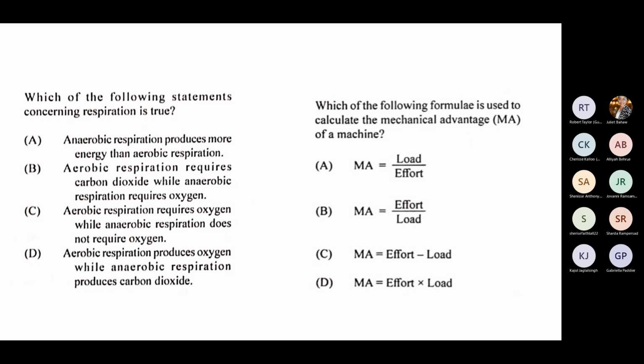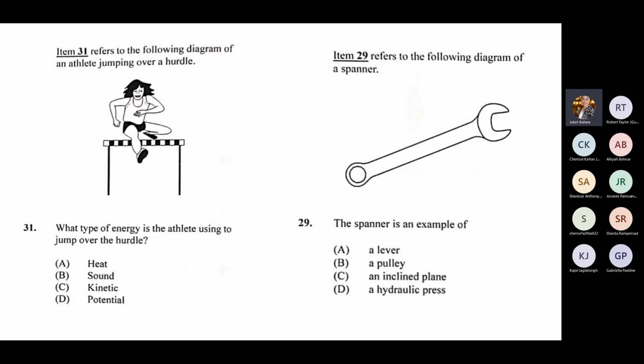It's A. A, load over effort. Good. 31. What type of energy is the athlete using to jump over the hurdle? Kinetic. Very good. C. 29 refers to the following diagram of a spanner. The spanner is an example of a lever. Right?